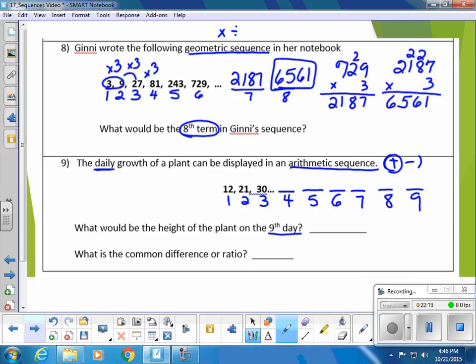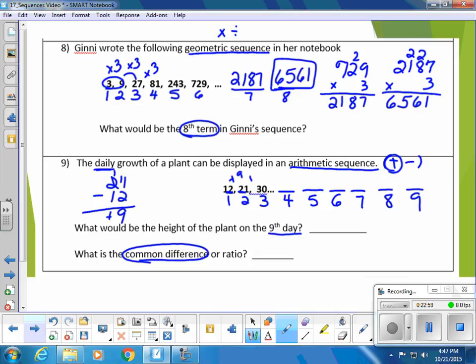Let's look at the beginning and see what we need to do to find out what the pattern is. What am I adding by or subtracting? The numbers are getting bigger, so I know I'm adding. To find out what the common difference is, I'm going to actually take these two numbers, 21 and 12, and subtract them. So we can't subtract 2 from 1, so we got to borrow from the 2. 11 minus 2 is 9. So each time I'm adding 9. Does that make sense? I know I added 9 here.